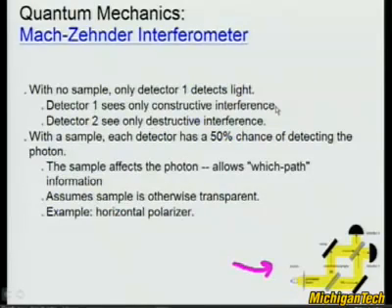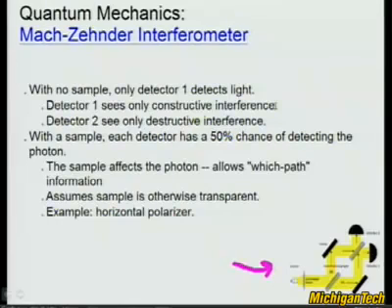Where the sample affects the photon, however, it allows which-path information, if there is a sample. So now you can tell if there's a sample in the interferometer or not. So you must assume that the sample is otherwise transparent.